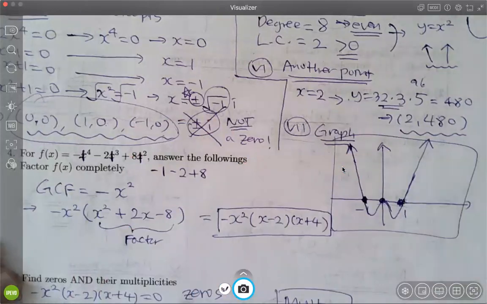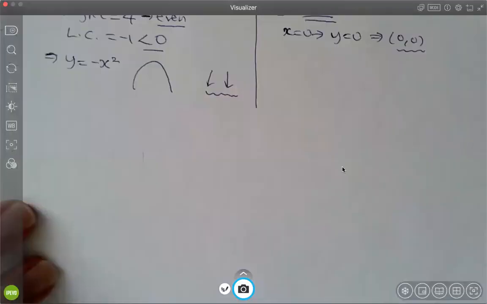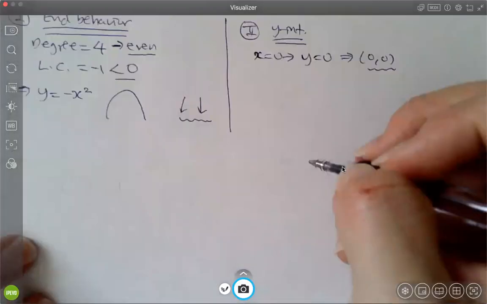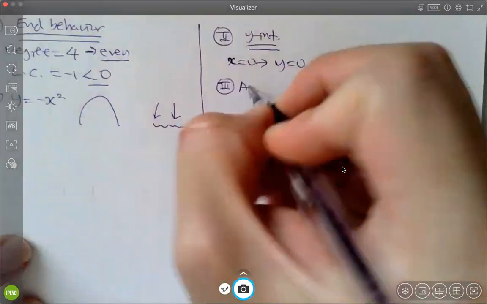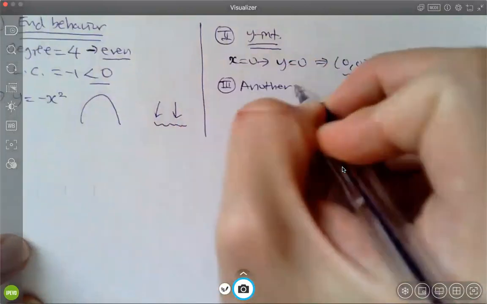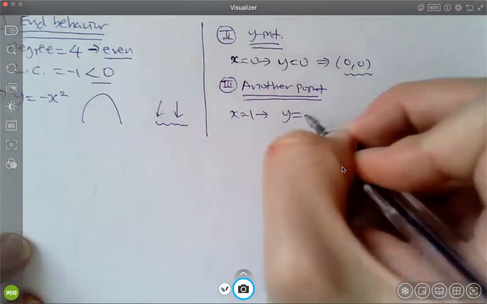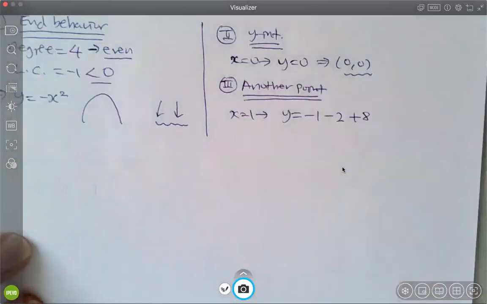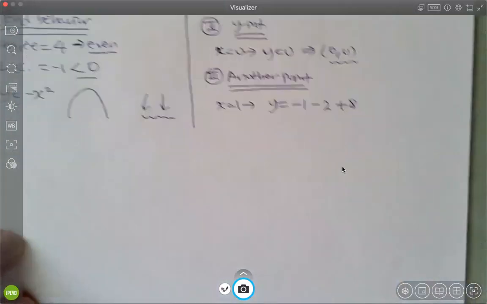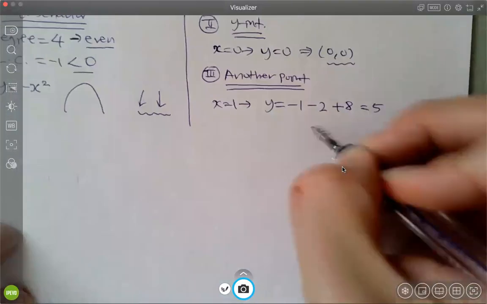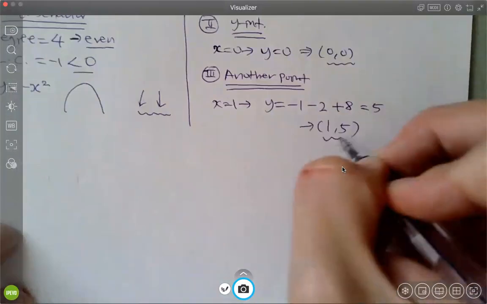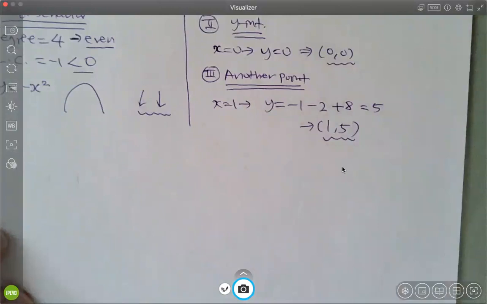So again, we need another point. So x is equal to 1, so y is equal to negative 1 minus 2 plus 8. And what is this? Negative 3 plus 8, so that's 5. So another point, we got (1, 5). That's a whole lot nicer point than (2, 480) in the previous problem. That's really good news.